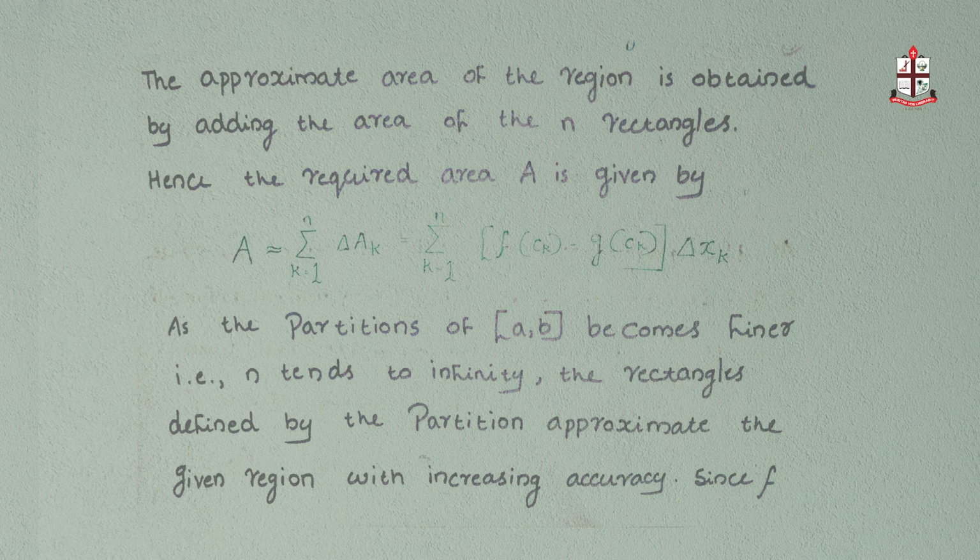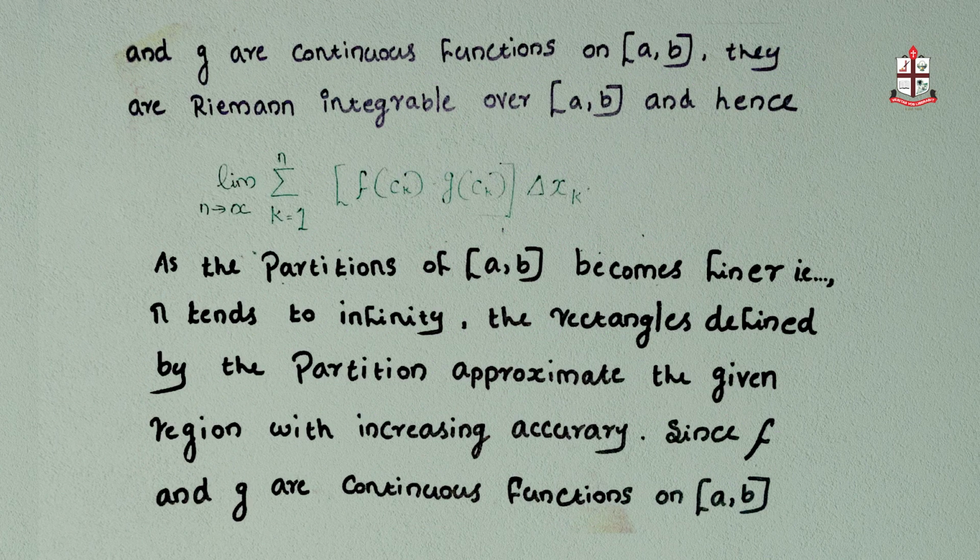Since f and g are continuous functions, they are Riemann integrable on the closed interval [a, b], and hence the area can be found as the limit as n tends to infinity of the sum from k equals 1 to n of f(ck) minus g(ck) times delta xk.